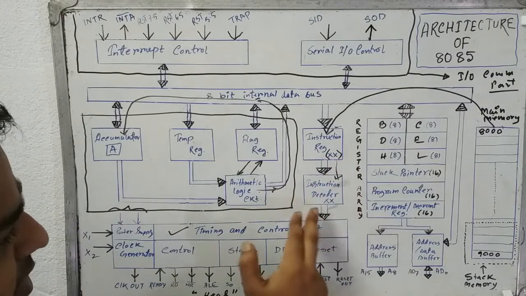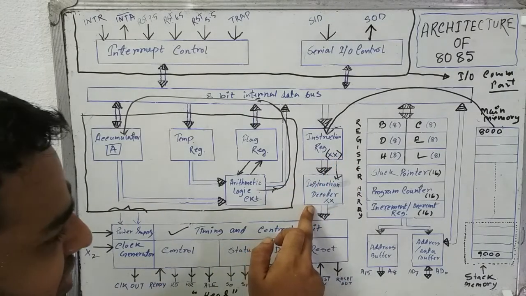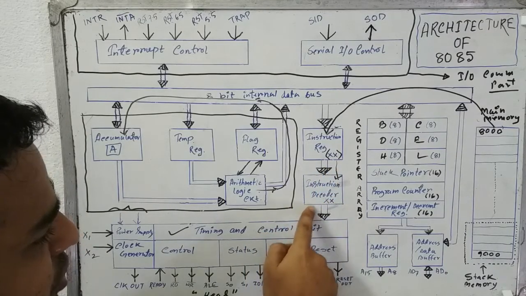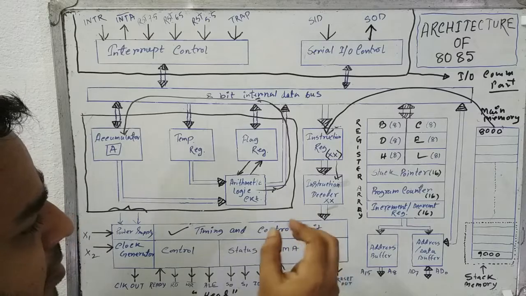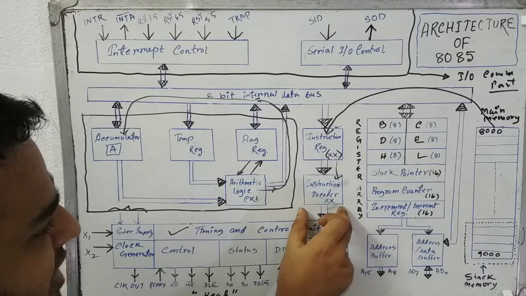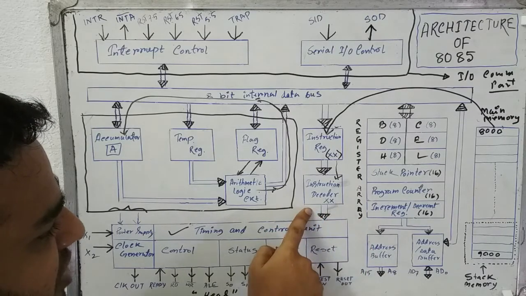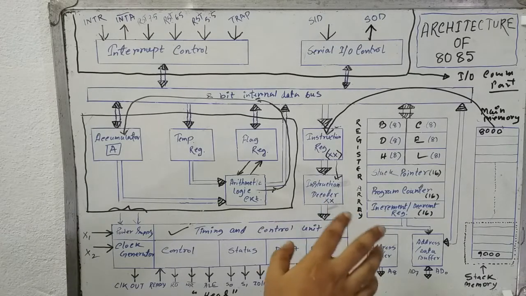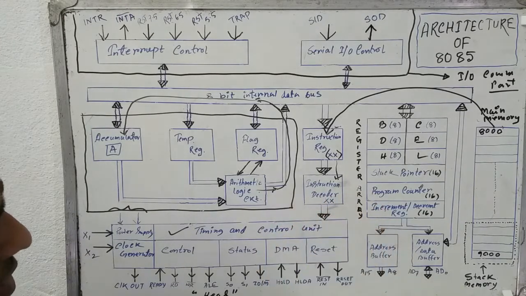Let's come to our next one, which is the instruction decoder. When an instruction comes here, it will be decoded by some microprogram. That's why this is called the instruction decoder. So these were the two parts related to the register set, and that was our whole description of the register set.